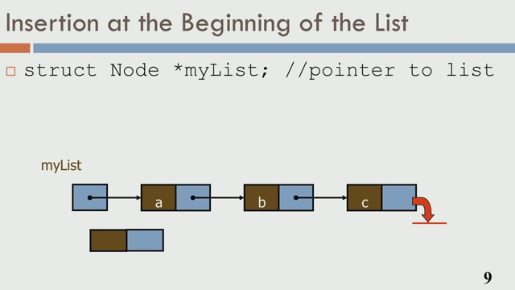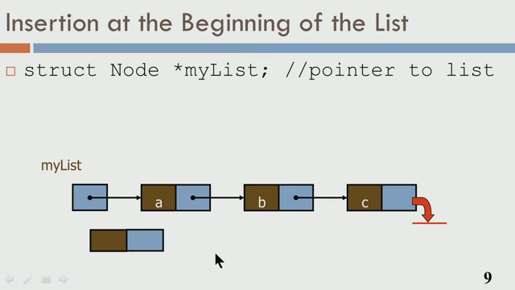And if I want to insert at the beginning of the list, let's say I have struct node star list, that's the pointer to the whole linked list, and I want to insert a node at the beginning of the list, then the sequence of operations would look like this. So I created a new node, I will take that and point to the first node that is already in the list, and I should change my list to point to the new node.